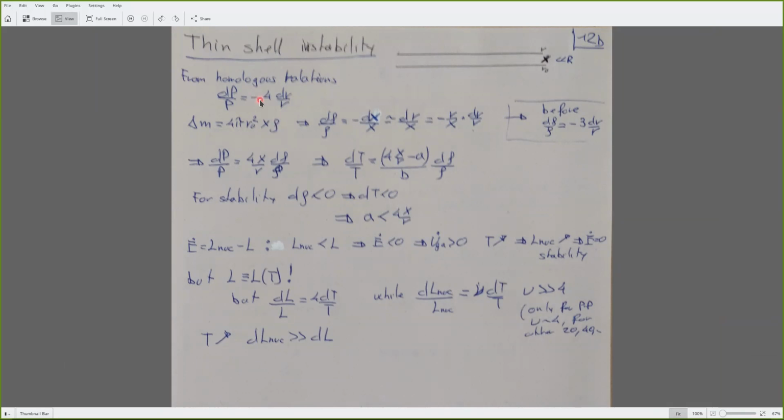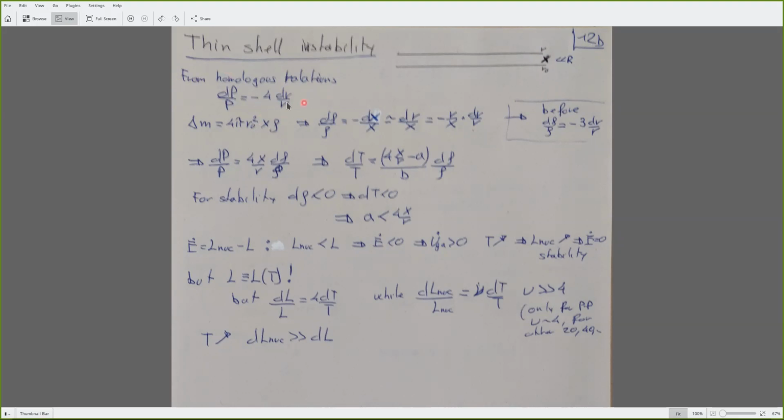The last is the thin shell instability. That is a peculiar situation. We just consider a small thin shell in the star, where its depth x is really smaller than the total radius of the star, between radius R0 and R.